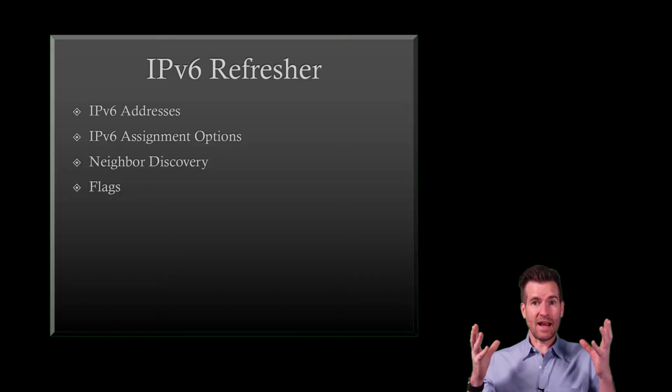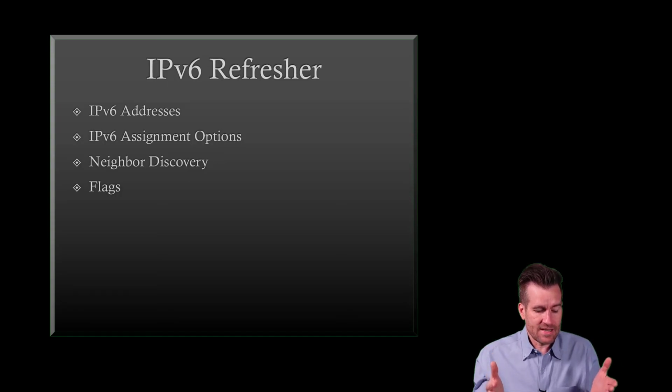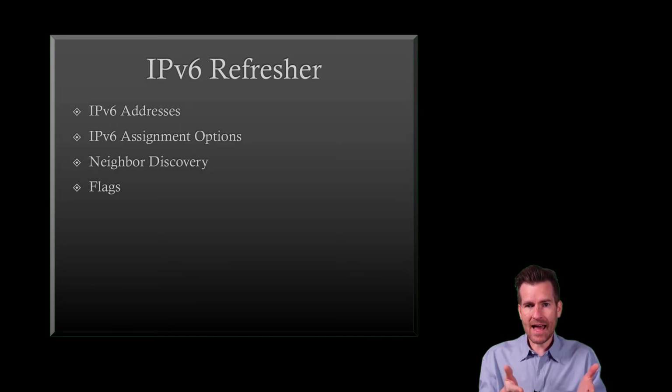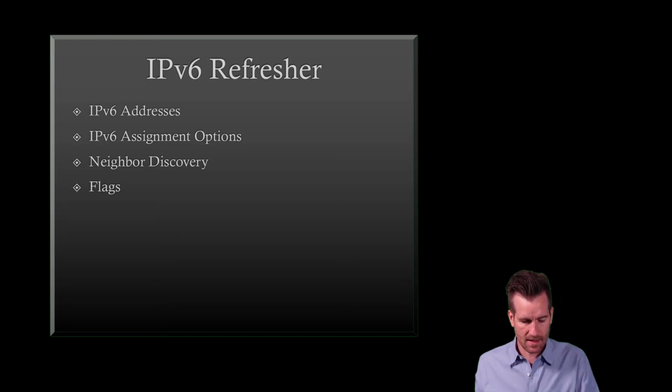All right, there you have it, a refresher on IP version 6 addresses. We got into some different options. We have stateless, which is SLAAC or SLAAC plus a DHCP version 6 address. And we have stateful assignments, which is just a DHCP version 6 address, although we still have those router solicitations and advertisements in that case.